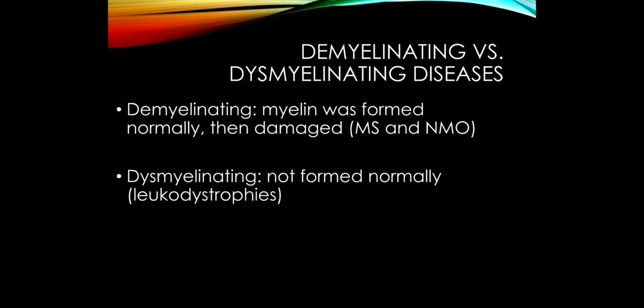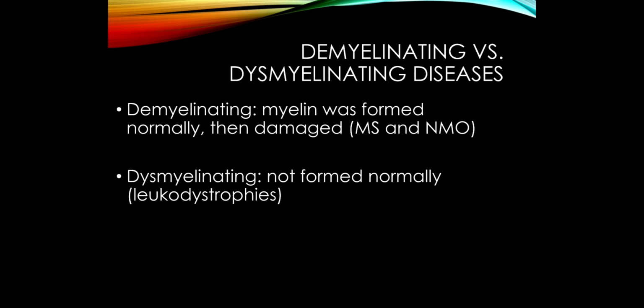So I want to just back up first and describe big categories here. We have two categories of CNS diseases that affect white matter, demyelinating and dysmyelinating. Our lecture today will be entirely on two demyelinating conditions, multiple sclerosis and neuromyelitis optica.